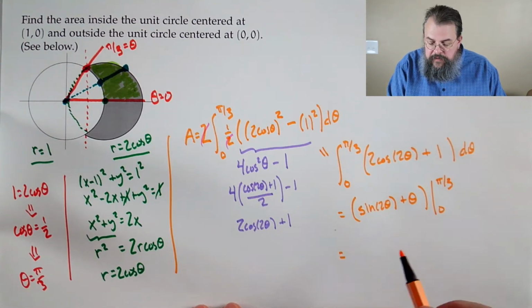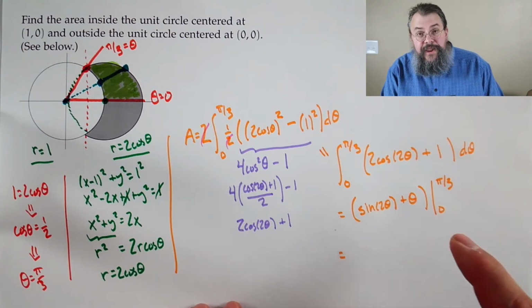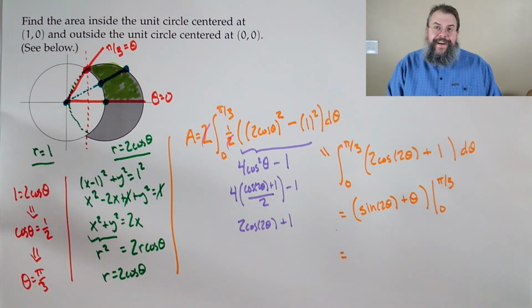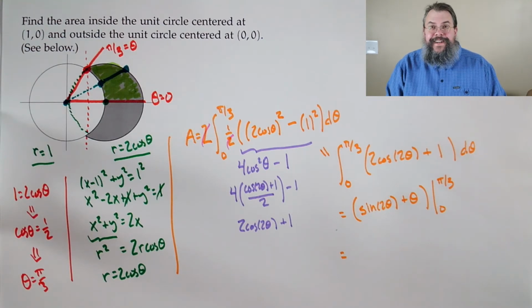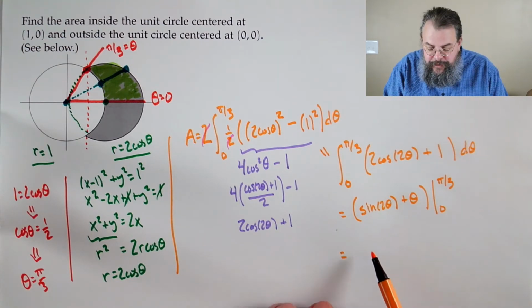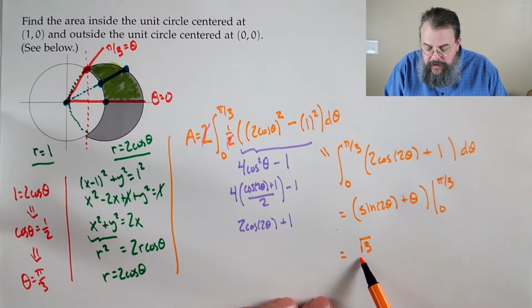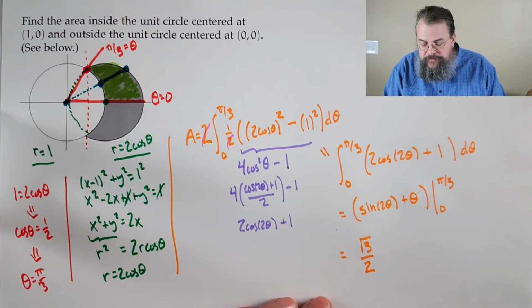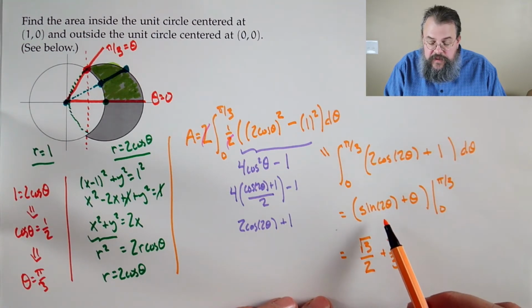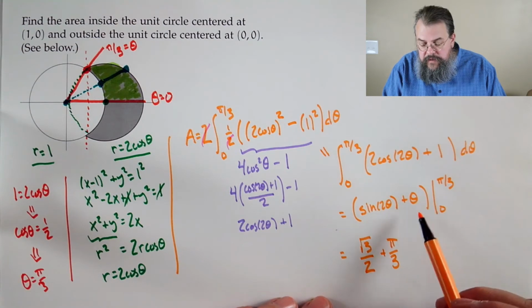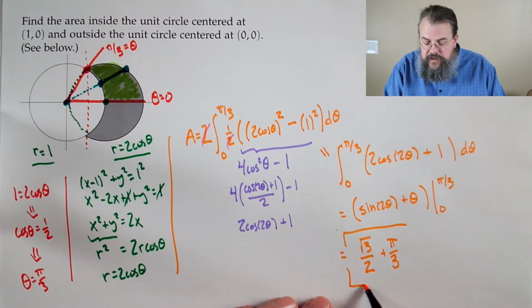So we have sine of 2 pi thirds. All right, what can we say about sine of 2 pi thirds? Do you know it? It is square root of 3 over 2 plus theta. So that's pi thirds. And when we plug in 0, sine of 0 is 0, and 0 is 0, and so there's your answer.